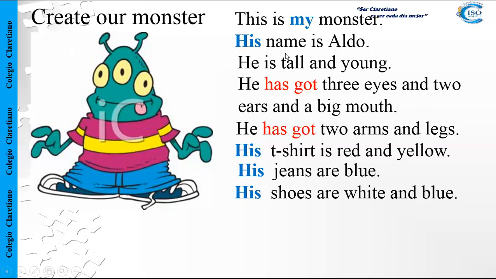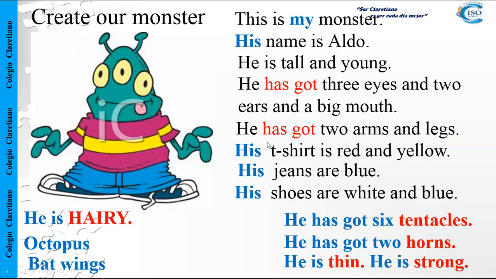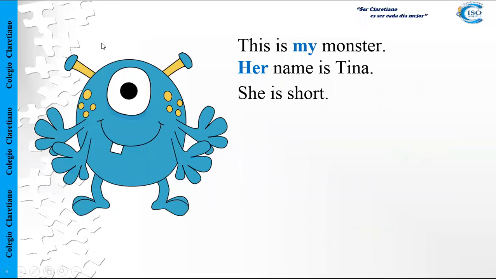A description. Okay, let's see another example. This is other vocabulary we are going to use, but let's see another example, okay? Now look here, please. For example, you need to use the vocabulary, remember the vocabulary. For example, the teacher wants to draw this monster. What is here? Okay, let's continue, okay?